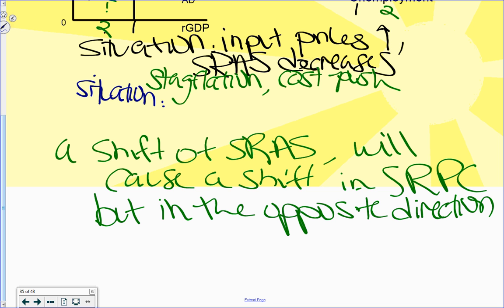Any situation that shifts aggregate supply to the right? We just did left. Give me another situation to the right. Future prices going down. Expectation, yes. If you expect prices to go down, then they will. And if aggregate supply shifts to the right, they will go down. So you know that fits.